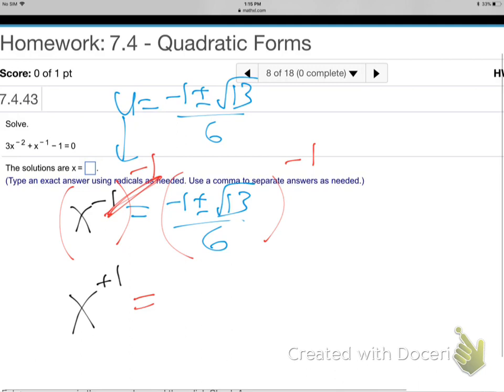What does a negative power do to anything it's on? Flips it upside down. Remember? It always flips it upside down. Like that. Remember, negative powers flip things upside down. Does that make sense there? So I've got x to the positive 1, which is really just x. X is 6 over negative 1 plus or minus root 13.